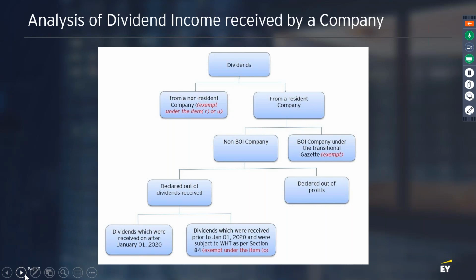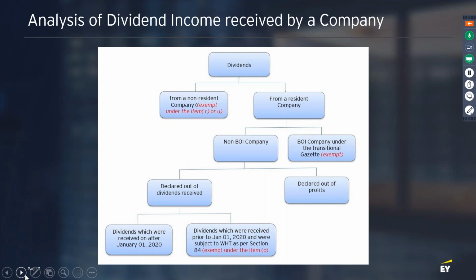Whatever distribution was made prior to January 1st, 2020 was subject to withholding tax, and based on that, there won't be any further taxes on such dividend income. But the distribution made after January 1st, 2020, we'll have to analyze carefully. We will do an illustration to explain this component later. Based on these analyses, you'll be able to identify each dividend component separately and decide which is the liable component and which is the component to which we can consider applying the respective exemption.